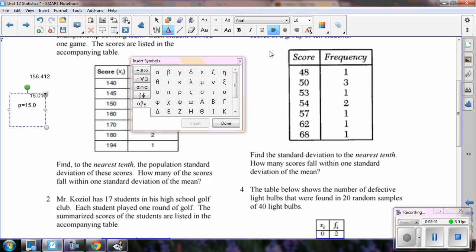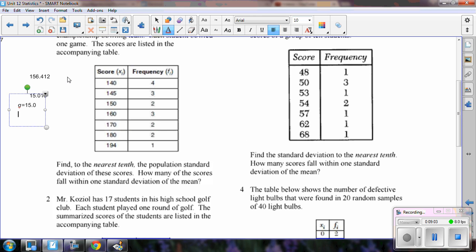And then how many scores fall within? So let's round to the nearest tenth again just to make our calculation easier. So we have 156.4 plus 15.0, which is going to give us 171.4. And then we have 156.4, and we're going to subtract the 15. And that is going to give us 141.4.